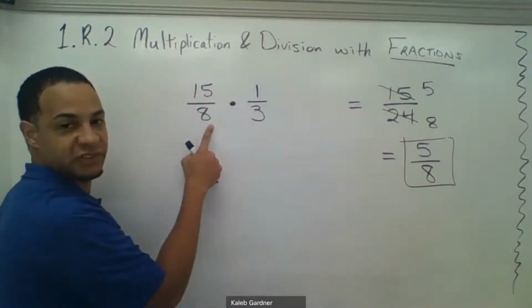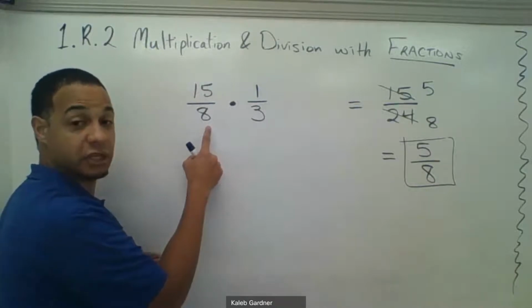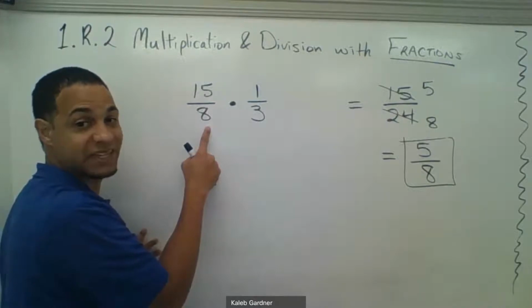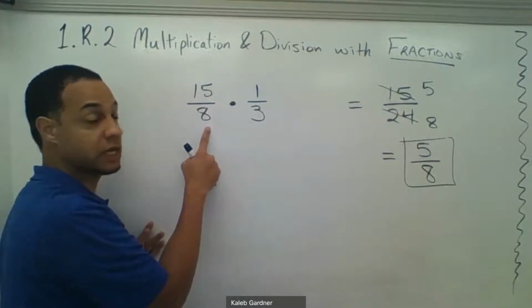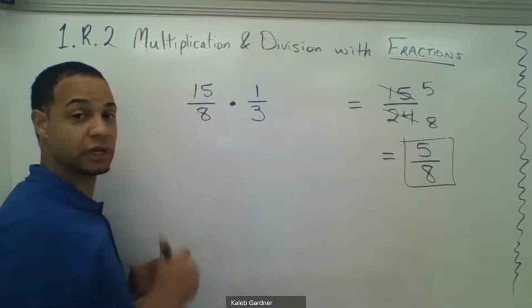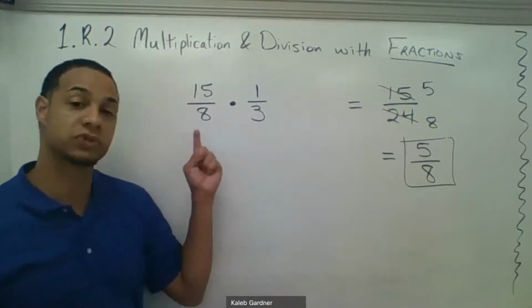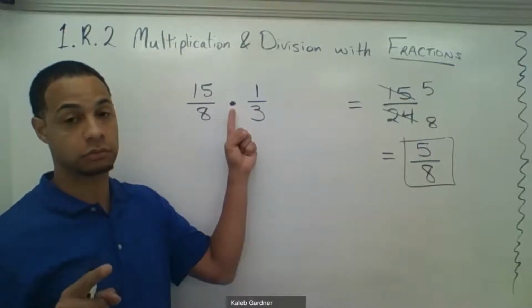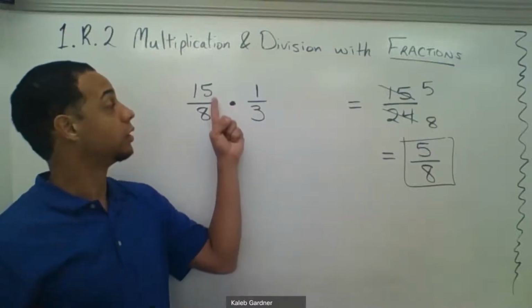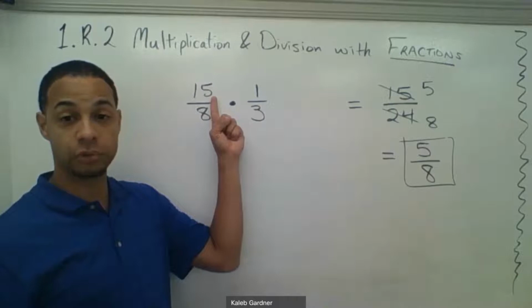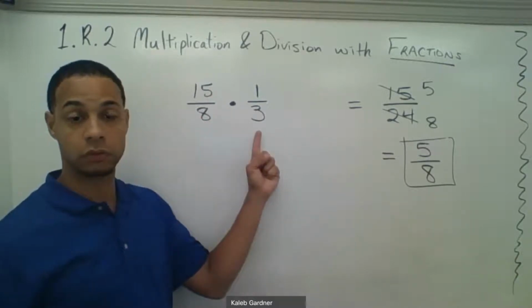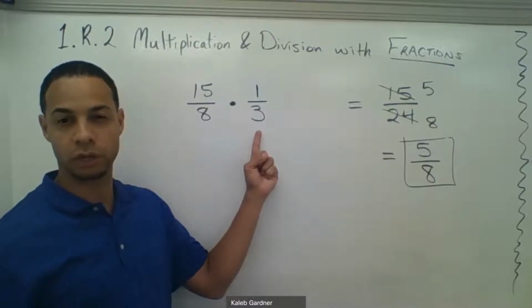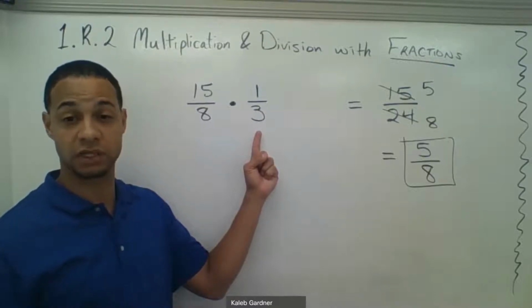15/8, the 15 and the 8 cannot reduce. They don't have anything in common. 15 is 3 times 5, 8 is 2 times 4. So there's nothing that they can reduce by. However, one rule that a lot of people don't realize is when you reduce, this only works with multiplication. You can reduce anything on top with anything on the bottom. All right, so anything in the numerator can reduce with anything in the denominator.